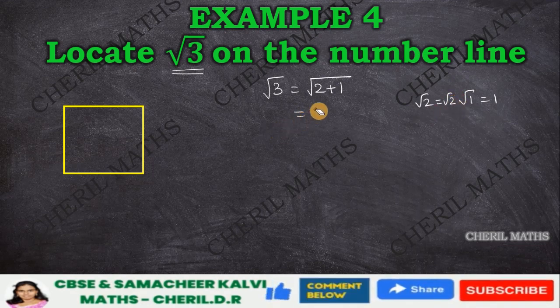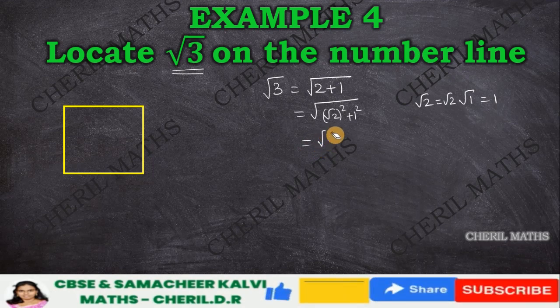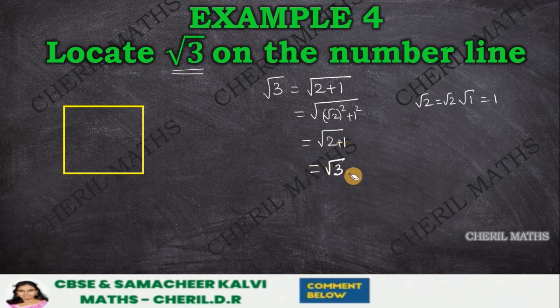So now I can write this to be square root of 2 the whole square plus 1 square. So what will that give me? That will give me root 3, because square root of 2 the whole square will be what? 2. 2 plus 1 will be what? It will be root 3.